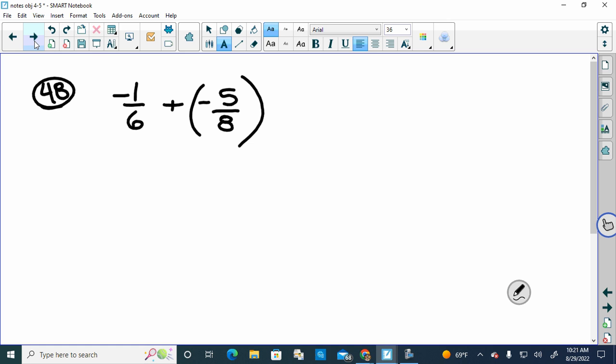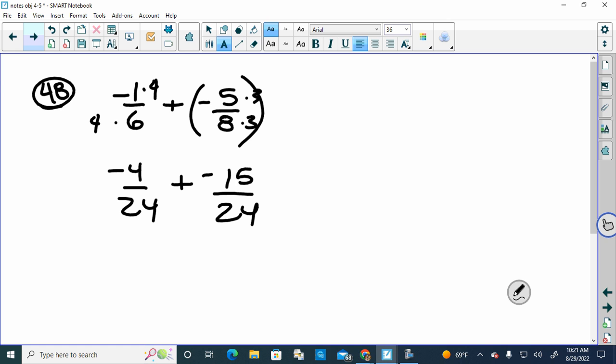Good old fractions. Okay, adding and subtracting fractions, you have to have what? Common denominator. What is my common denominator? 24. Because you could go 6 times 8 and make it 48, but then you're going to have to reduce. So 24. So 6 times 4, which means whatever I multiply the bottom by, I have to multiply the top by. So times 3, times 3. Now I have a negative 4 over 24, and then a negative 15 over 24.